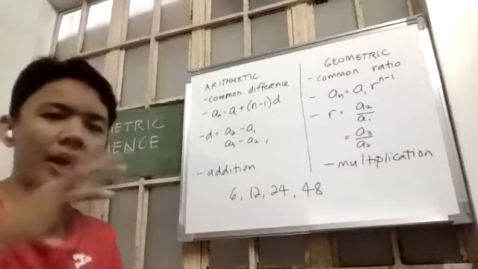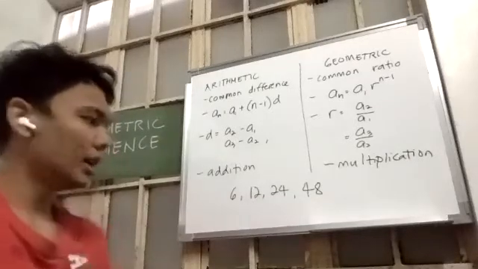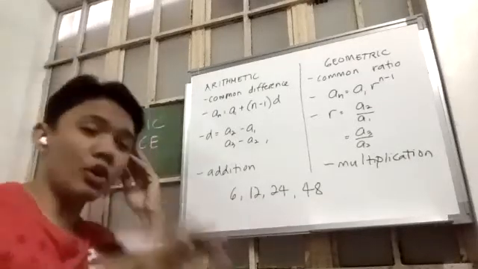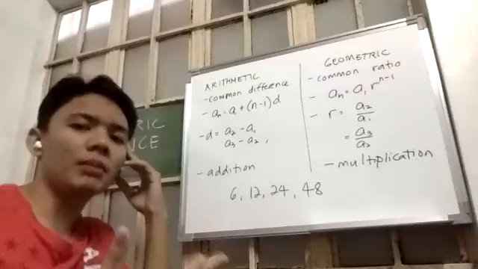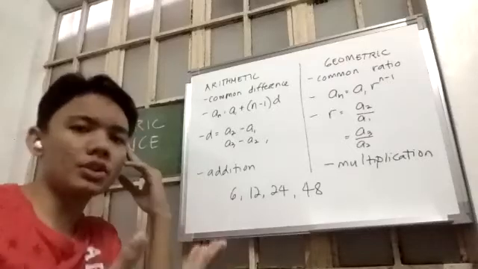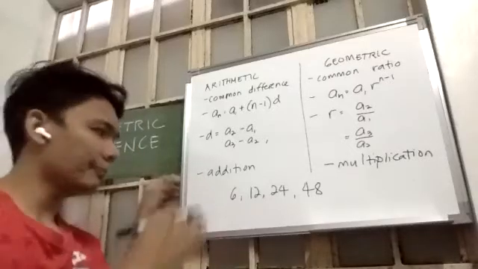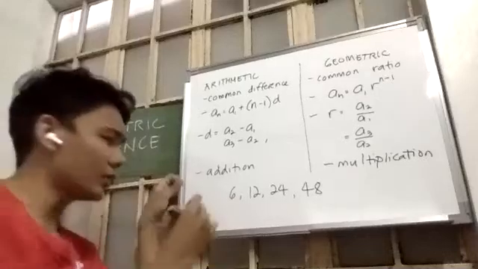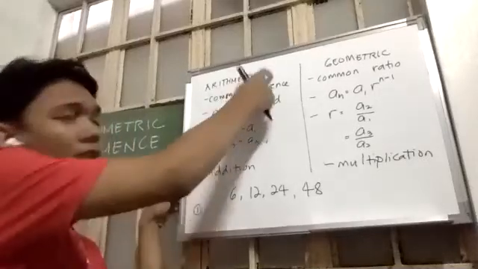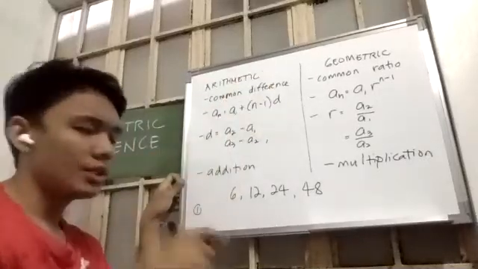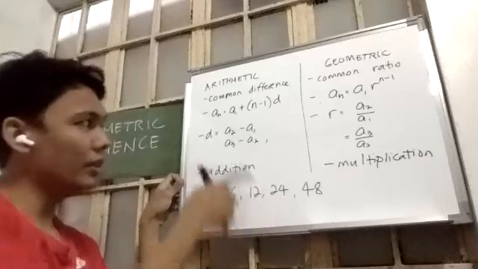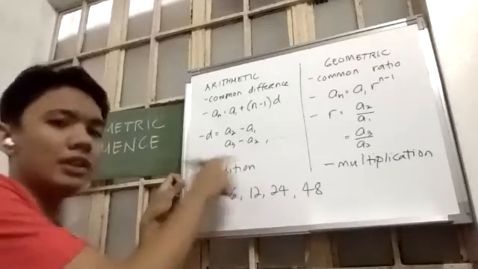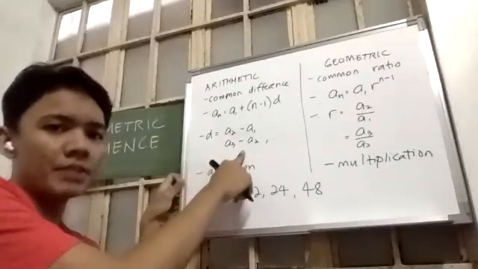Titingnan natin kung ano yung compatible. So, kailangan natin malaman if it has a common difference, kung arithmetic ba siya, or it has a common ratio, geometric sequence ba siya. So, unang step natin, first step is to determine if it is an arithmetic sequence. So, kung arithmetic siya, anong gagawin natin? We use this. Hanapin natin yung mga common difference, kung pare-parehas ba siya.